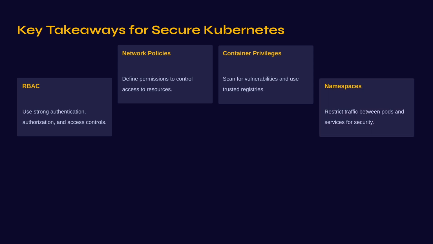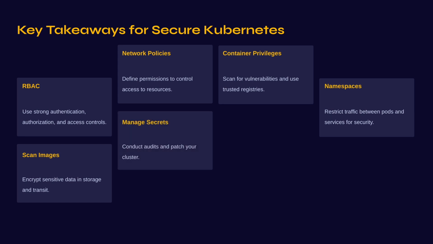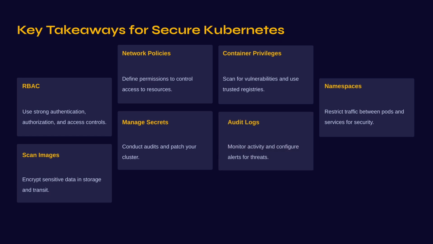Namespaces. Keep things organized by using namespaces to separate environments like development, staging, and production. Regularly scan your images, and don't forget to encrypt sensitive data to minimize risks. Manage secrets. Use tools like HashiCorp Vault to securely store and regularly rotate your secrets. It's all about keeping those keys safe. Monitor your logs, set up alerts, and conduct regular audits to catch any suspicious activities.